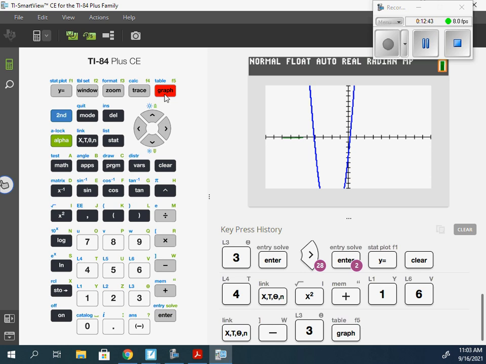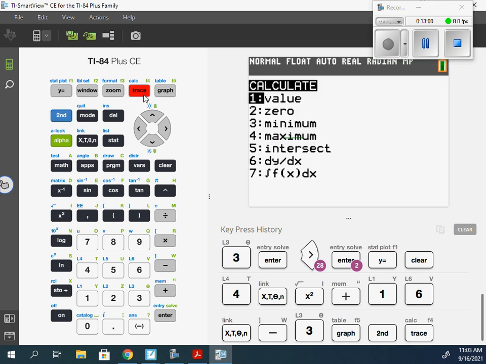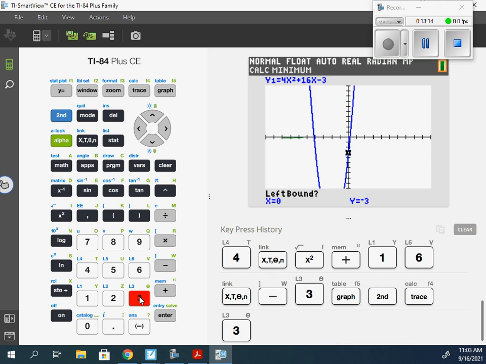Now, will this one have a maximum or minimum value? It's going to have a minimum because it's opening up, yes? So it's going to have a minimum value, but it's somewhere way down below the graph. So we'll have a minimum value, and we're going to find out what it is. Well, to calculate that, we can do what? Second, trace, minimum, so we can hit the number 3.